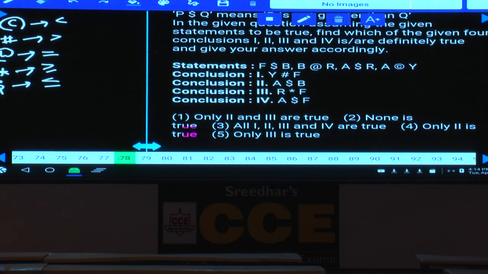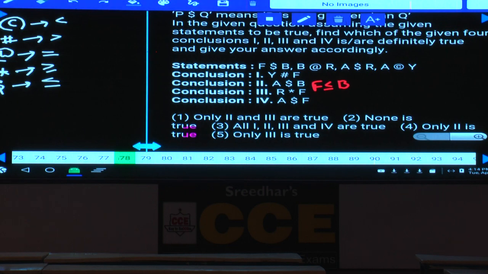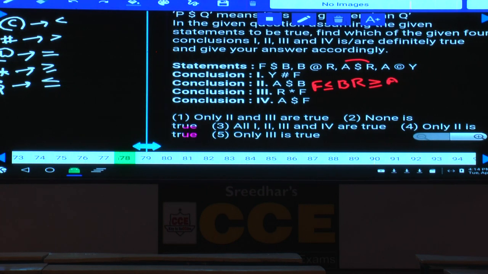Then coming to question number 78. In the 78, F dollar. Dollar stands for what? Dollar is lesser than or equals to: F lesser than or equals to B. And B at the rate of means B equals R. And A dollar: A dollar stands for A is lesser than or equals to R. That means R greater than or equals to A, isn't it? And at the same time, A copyright: A lesser than Y. And this is the final expression here, Y hash: Y greater than F. As Y greater than F, between F and Y, there are two opposite symbols, lesser than and greater than, this is false.